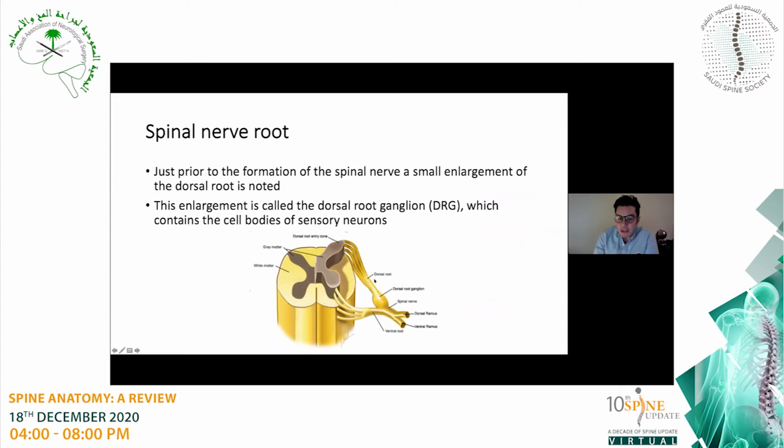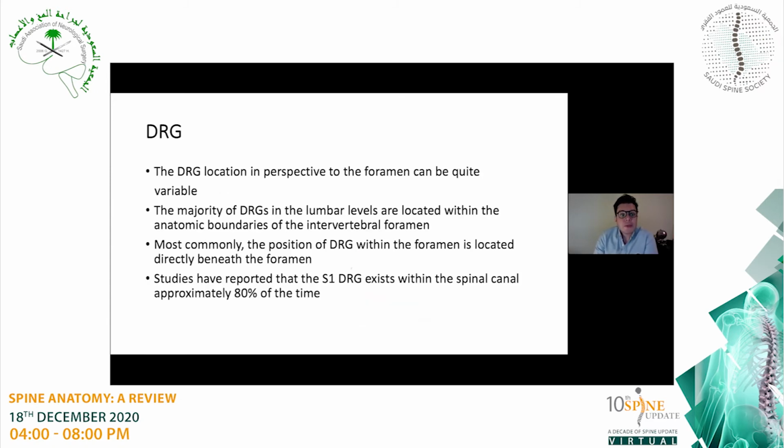Prior to the formation of the spinal nerve, there is a small enlargement of the dorsal root, and this enlargement, as seen before, is called the dorsal root ganglion, which contains the cell bodies of sensory neurons. This is important because if we have disc pathology compressing here and compressing here, the patient will suffer more pain because of the compression of the dorsal root ganglion compared to solely compression of the spinal nerve.